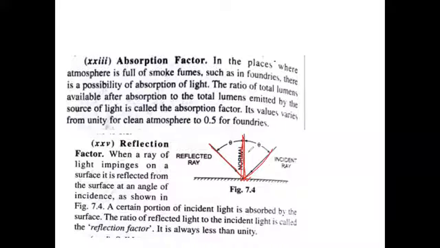So when the ray of light impinges on the surface, meaning falls on the surface, it is reflected from the surface at an angle equal to the angle of incidence. A certain portion of incident light is absorbed by the surface. कुछ portion of incident light absorb करेगा surface. Okay. So the ratio of the reflected light to the incident light is called the reflection factor.